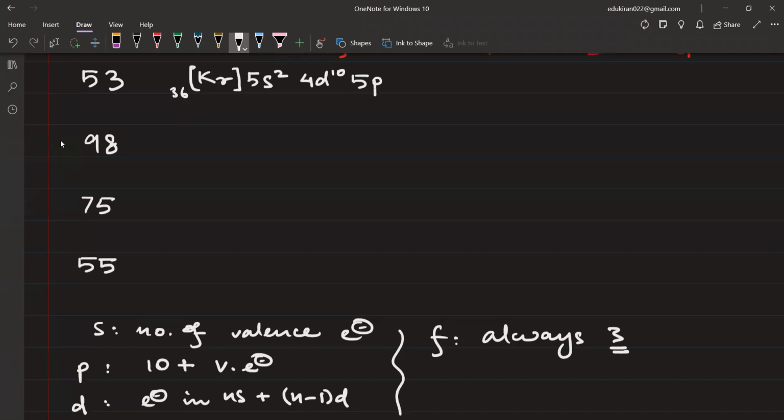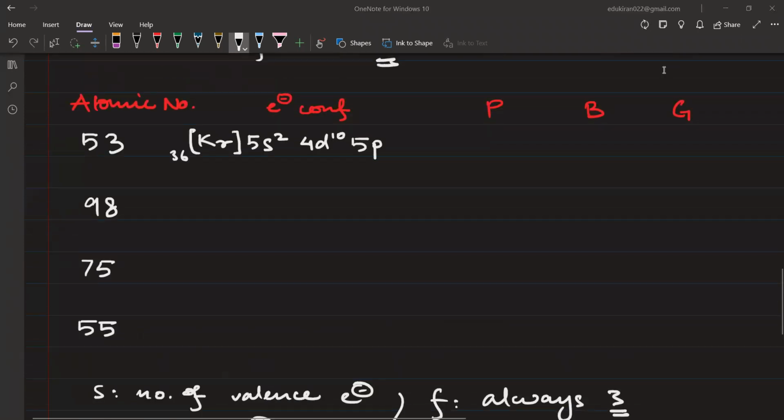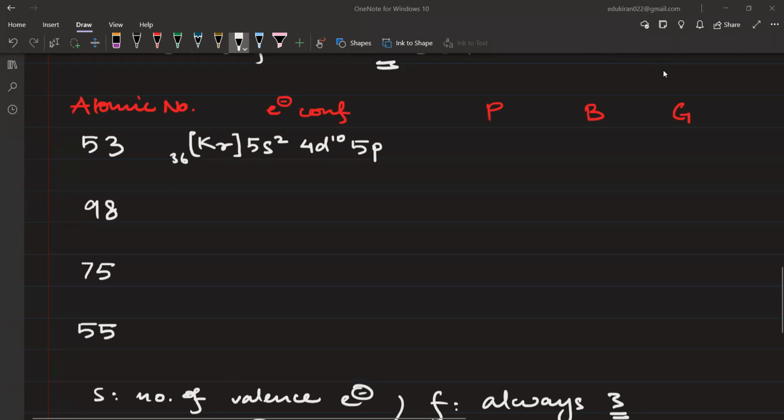So first thing that we identify here is the period number. For period number, the maximum value of n is 5. So 5p will be 5, to make it 17. And the block here will be p block because the last electron is entering the p block. And the group number will be the sum: this 5s has 2 electrons and this 5p has 5 electrons. So 5 plus 2, that will give me 7. And plus we have to add 10.